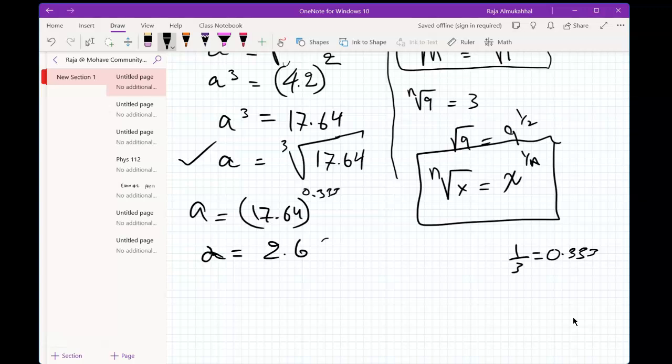2.6 AU, astronomical unit. Again, we'll talk about that later. Astronomical unit is basically the average distance between the Earth and the Sun. We call it astronomical unit. I'm trying to put that A here. There we go.